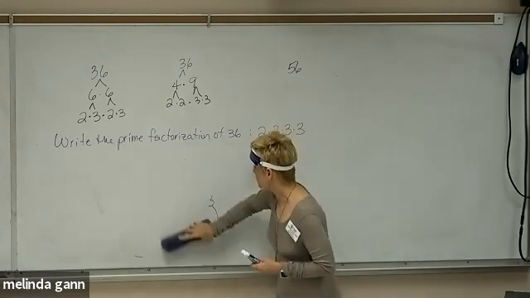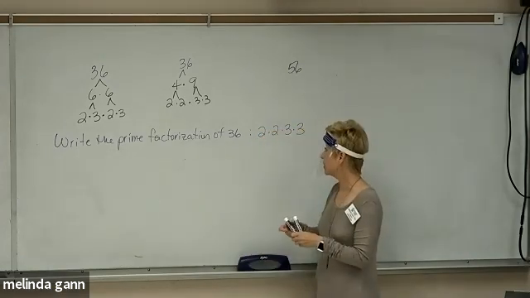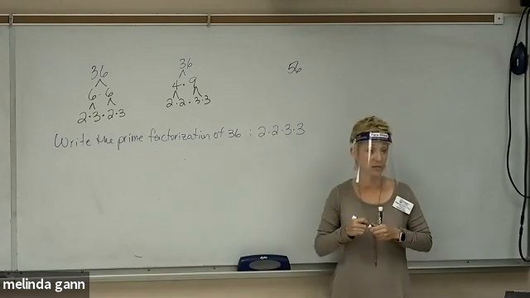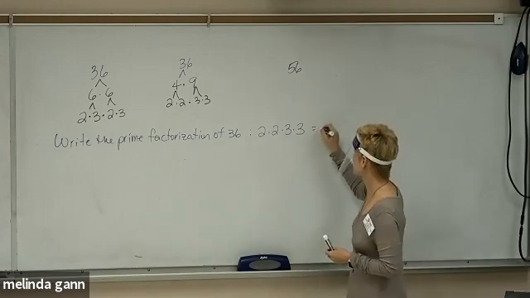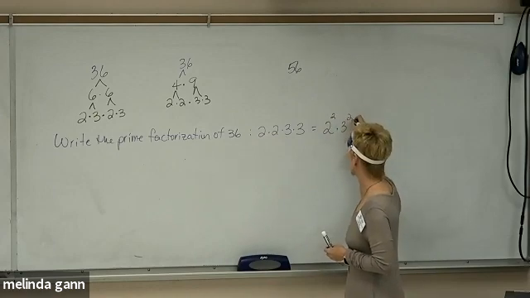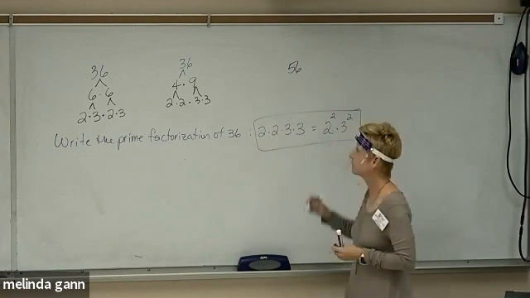Now, there's another way of writing this if you want to. Instead of writing 2 times 2 times 3 times 3, could you use exponents? So you could write it as what? 2 what? Squared times what? 3 squared. Either one of these is fine with me.